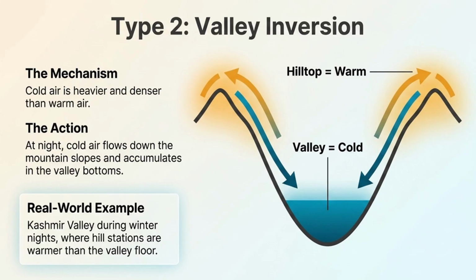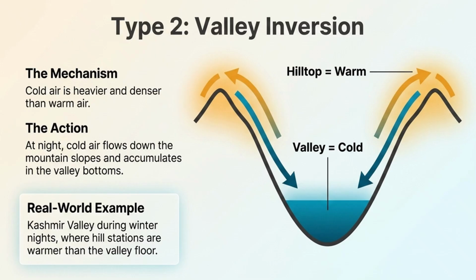Second type is called valley inversion. This type mainly occurs in mountain valleys. Cold air is heavier and denser than warm air. During the night, cold air flows down the mountain slope just like water flows downhill. This cold air collects at the bottom of the valley while the hilltops remain comparatively warmer. As a result, the valley becomes colder than the surrounding hills.